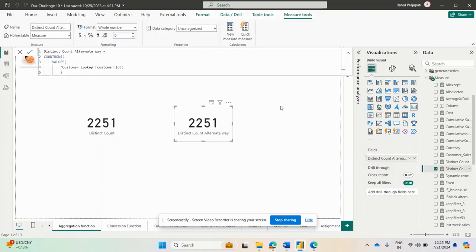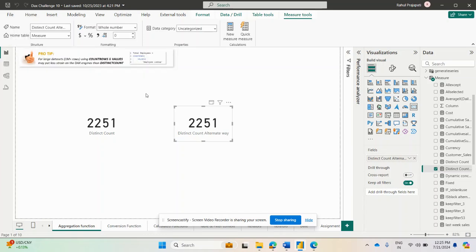using COUNTROWS of VALUES. So VALUES returns a one-column table that contains the distinct values. So here comes the distinct values in one table, and the COUNTROWS function counts the number of rows in the specific table. So both give us the same number.